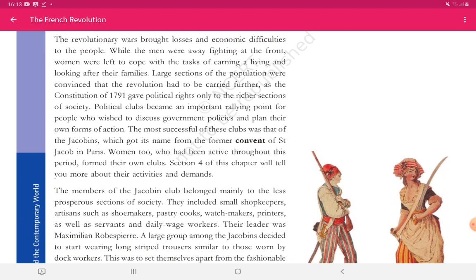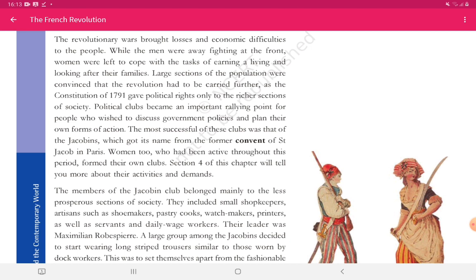A large section of the population was convinced that the revolution had to be carried further, as the Constitution of 1791 gave political rights only to the richer section of society. Political clubs became an important rallying point for people who wished to discuss government policies and plan their own form of action. The most famous of these clubs was that of the Jacobins, which got its name from the former convent of Saint Jacob in Paris.